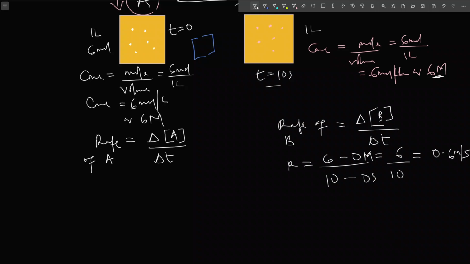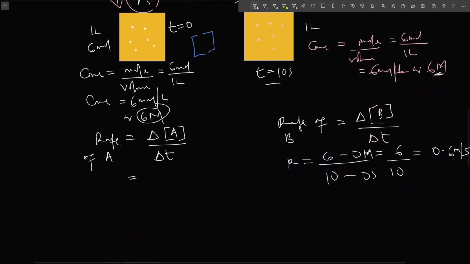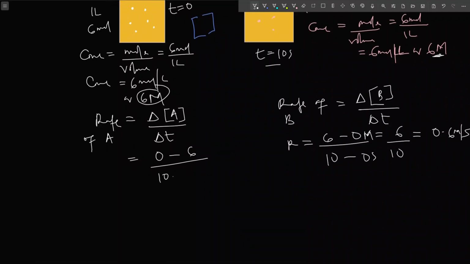So let's calculate the rate of disappearance of A. Also, change in concentration of A over change in time. That's final concentration minus initial concentration over change in time. The final concentration of A went from 6 molar to 0. It reduced to 0. So what's the final concentration here? 0. 0 minus the initial concentration here, 6, over, what is the final time? The final time is 10 minus, what's the initial time? 0. This will give me minus 6 over 10.